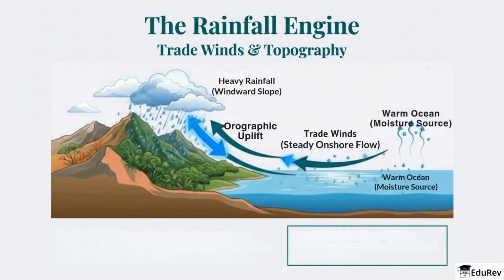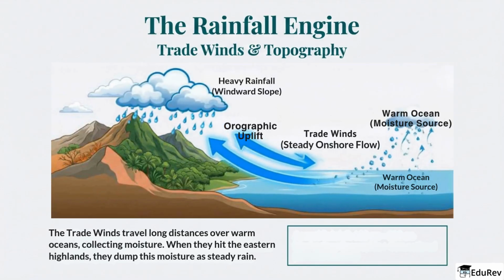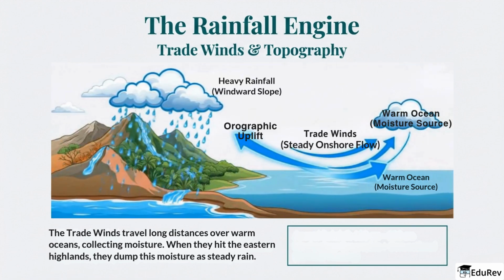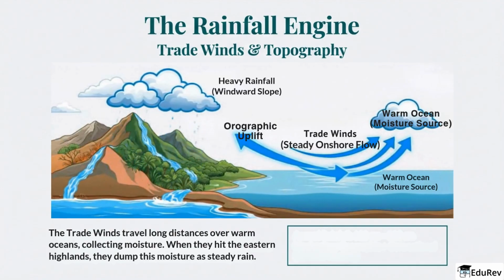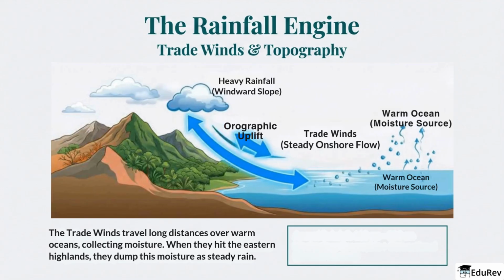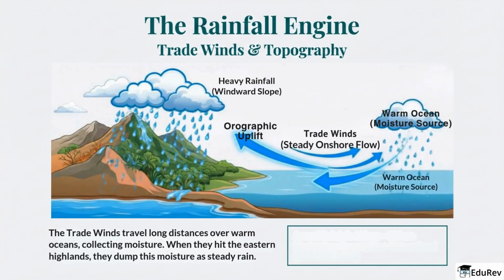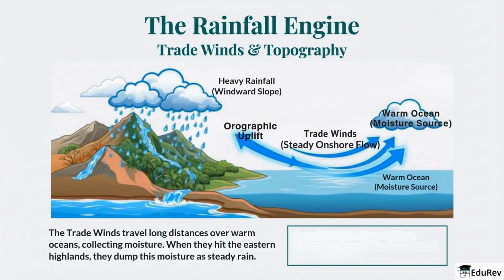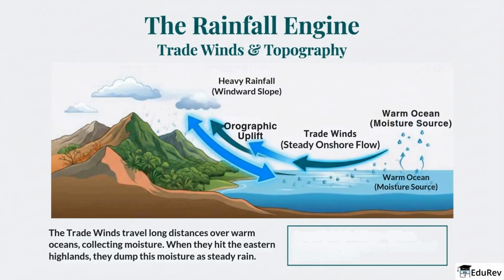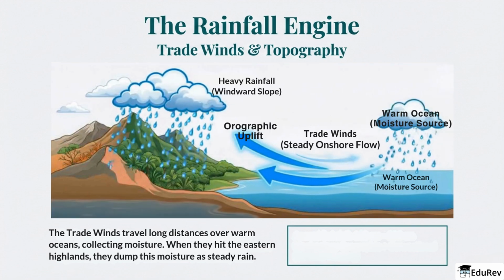Now understand the rainfall engine. This climate works because trade winds travel long distances over warm oceans, pick up moisture, and then move onshore. When that moist air hits the eastern highlands, it is forced upward. That is orographic uplift. Air rising because relief blocks its path. As the air rises, it cools, condenses, and gives heavy rainfall on the windward slope. So the rainfall here is not random. It is driven by two things together: steady onshore trade winds plus topography.